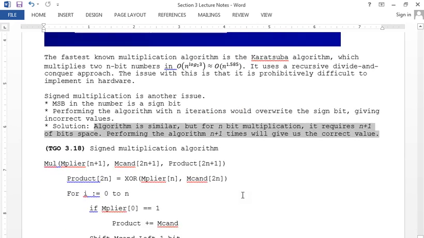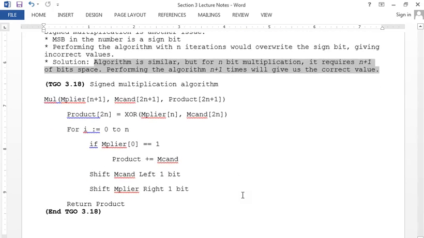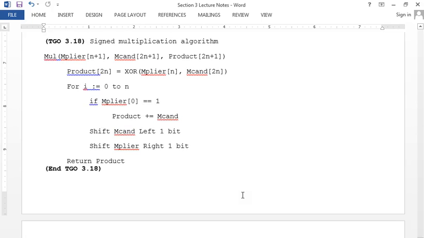So here's the actual algorithm. Let me scroll down so that the students in the back can see. So here's what's going on. You have your multiplier and your multiplicand. So your multiplier is going to be n plus 1 bits. On the exam, let me make a note here: on the exam, you can expect n equals 4. So your range is going to be from 1111 all the way down to 0000.